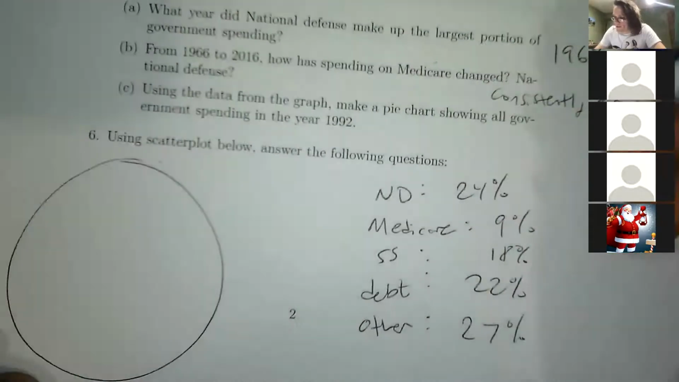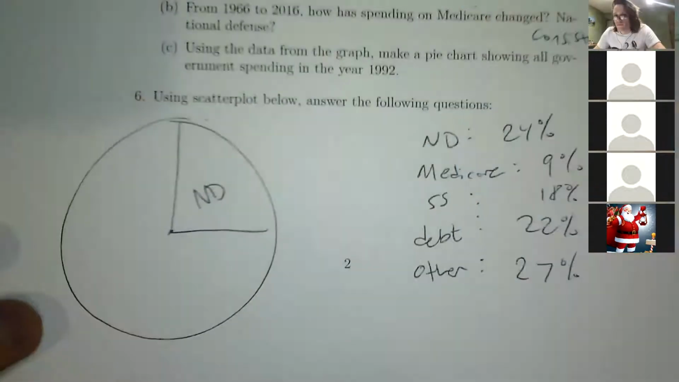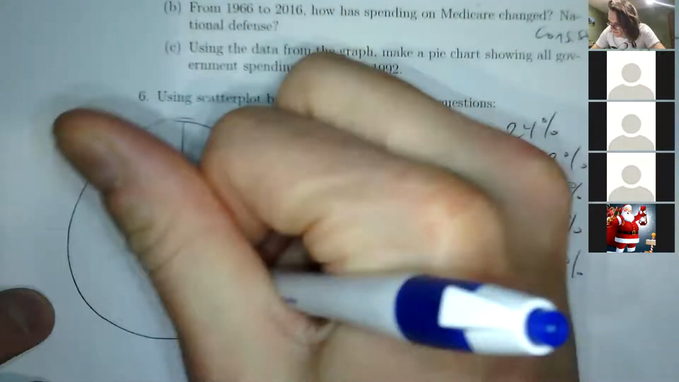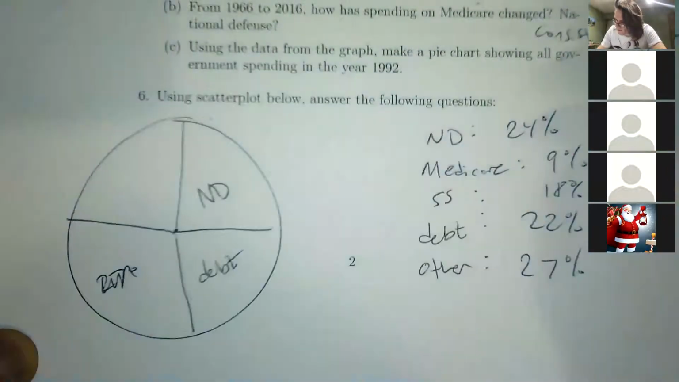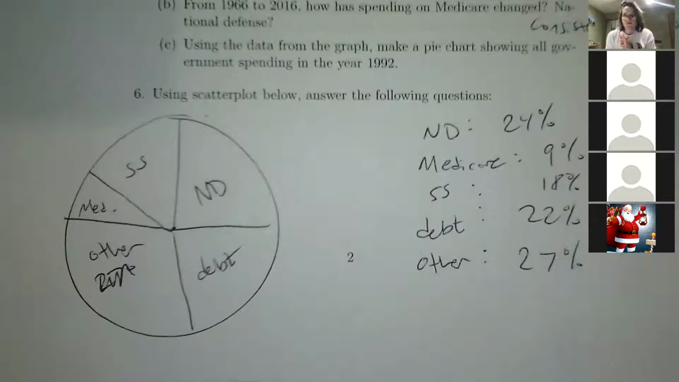So let's see, 24% is about a quarter, so I'll put a quarter in for national defense. 22% is a little less than a quarter, something like that maybe. Debt. Other, 27, so it's a little more than a quarter. Oops, daisy, sorry, other. Not 27. 9%, what am I missing? Oh, Social Security. So 9% is, I don't know, I'm just going to guess. There we go, that was Medicare. So Social Security and then Medicare. So something like that, all right?